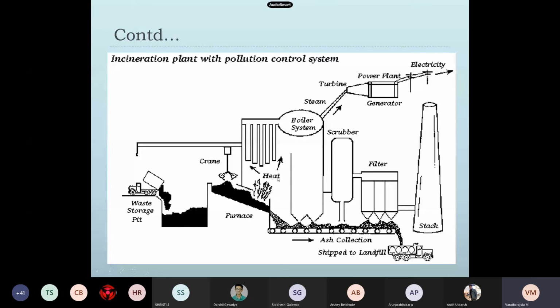We try to make use of this energy in the boiler. We know how the boiler, steam turbine, and power plant convert it into electricity and how it is sent to the grid. We also have the scrubber and the filters, and the landfill, where the ash is sent out. This is the incineration plant.